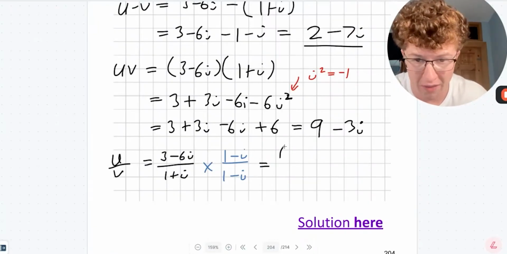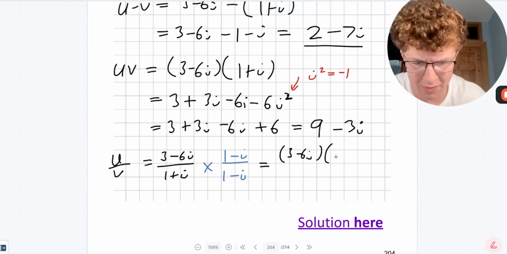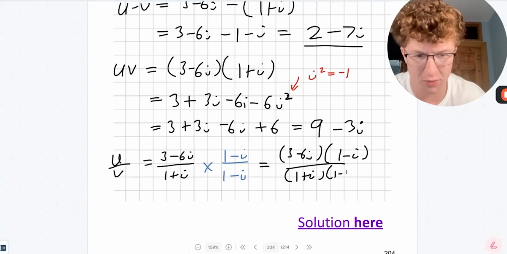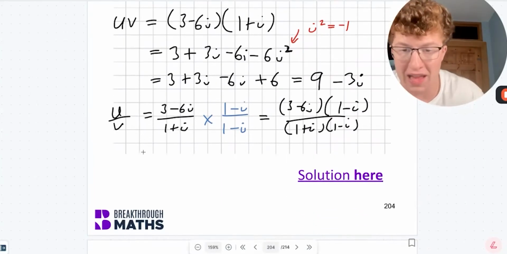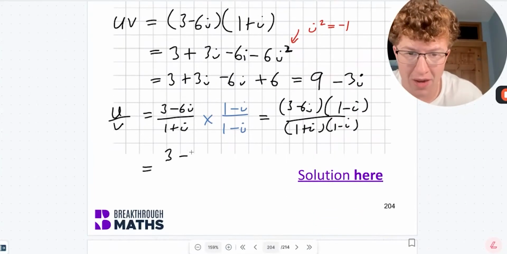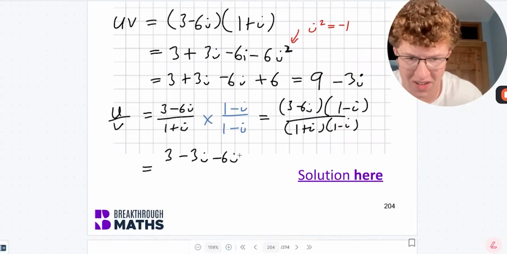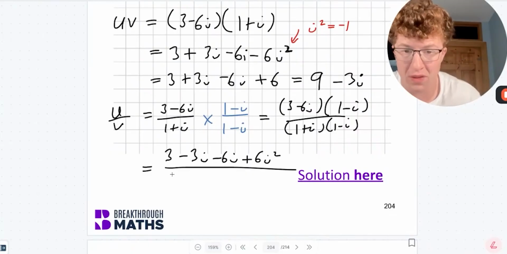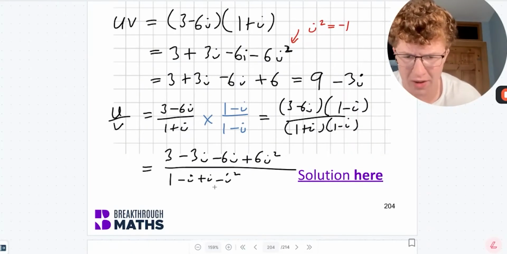So then we're going to have (3 minus 6i) times (1 minus i), all divided by (1 plus i) times (1 minus i). Multiply that out, you're going to get 3 minus 3i minus 6i plus 6i squared, all divided by 1 minus i plus i minus i squared.